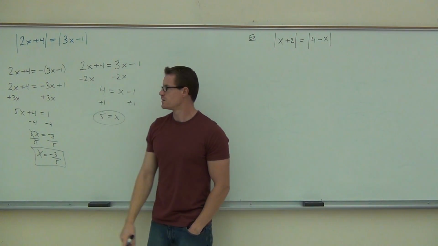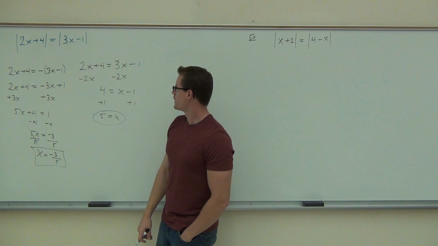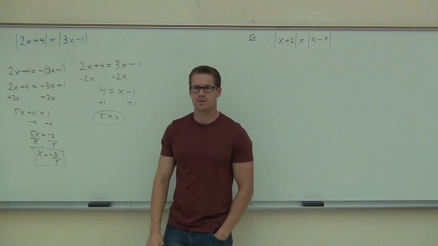Tina? Wouldn't you do the 2x first? When it's this, oh, never mind, this is negative 3x. Yeah, you get rid of the smaller one there.